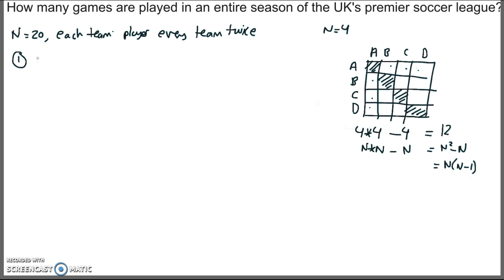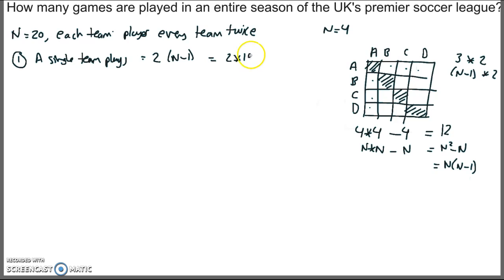So for a given team, the first question we wanted to answer: how many games does a single team play? A single team plays, in our case here, 3 times 2, which is n minus 1, because there are a total of 4 teams. So if we take A out, we have 3 teams left. So it's n minus 1 times 2. So the general formula is 2 times n minus 1. So in the case of n equals 20, we have 2 times 19. That equals 38.